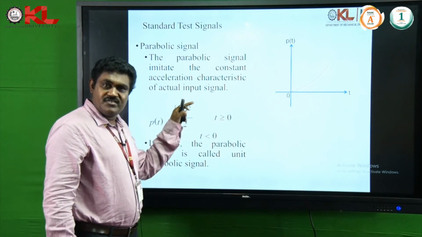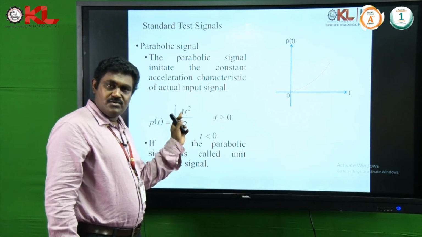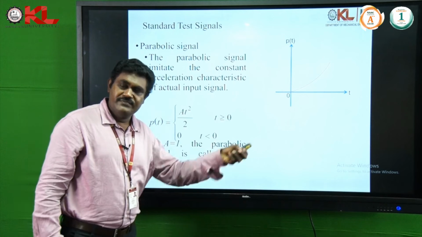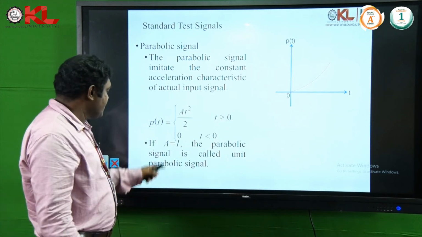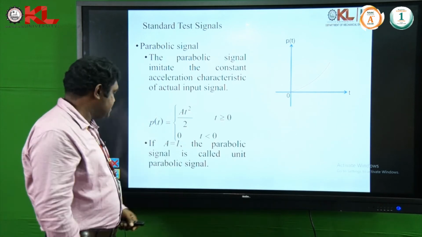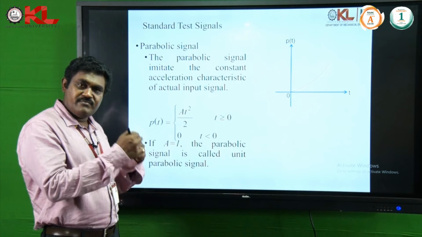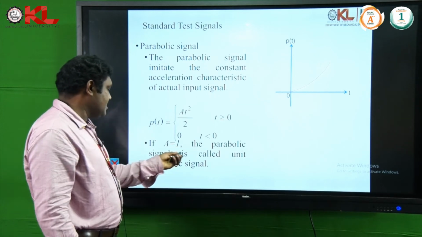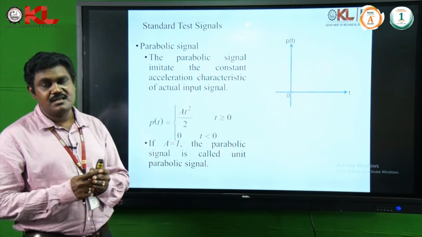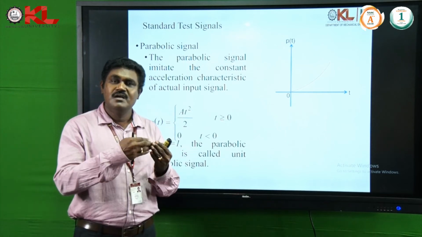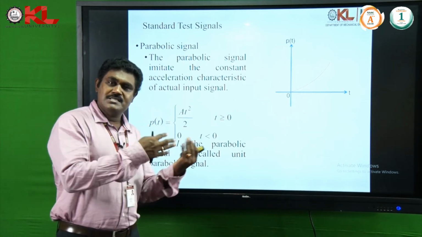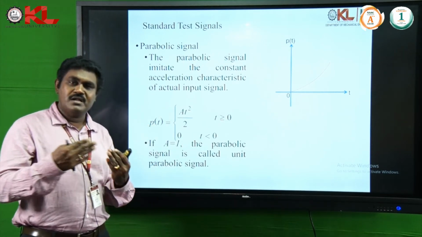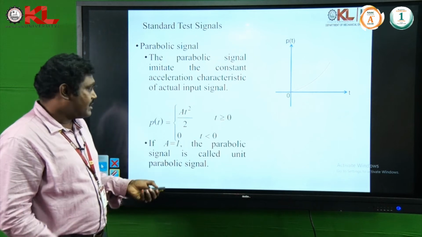Coming to the equation for this parabolic signal, p(t) = A t squared by 2 if t is greater than or equal to 0, and it is 0 if t is less than 0. Here also, if the magnitude A is equal to 1, that comes to the unit case. So, the parabolic signal is called a unit parabolic signal whenever the magnitude A reaches 1.